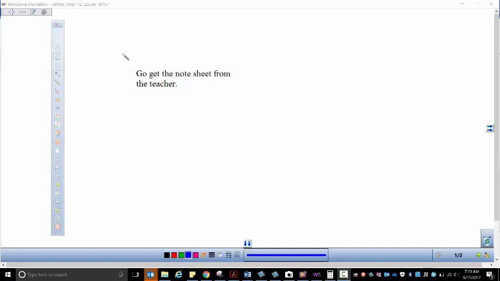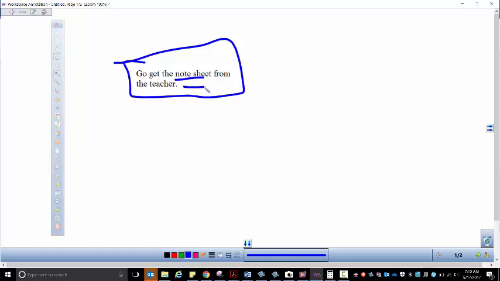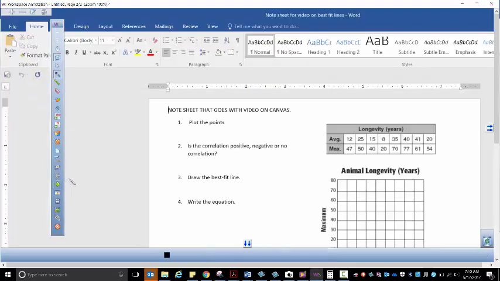Okay, guys, today we're going to watch a little video on scatter plots and correlation and lines. You need to make sure you have a note sheet from the teacher before you start. The note sheet looks like this. It says note sheet that goes with the video on Canvas. Make sure you have this paper.